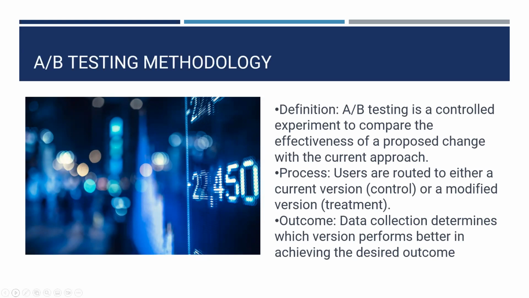Moving forward, we now explore A/B testing. This is a controlled experiment designed to compare the effectiveness of a proposed change with the current approach. The process involves routing users to either a current version, which is going to be the control, or a modified version, which is the treatment, and the data collection will determine which version performs better at achieving the desired outcome, A or B testing, as you can kind of see by the name.